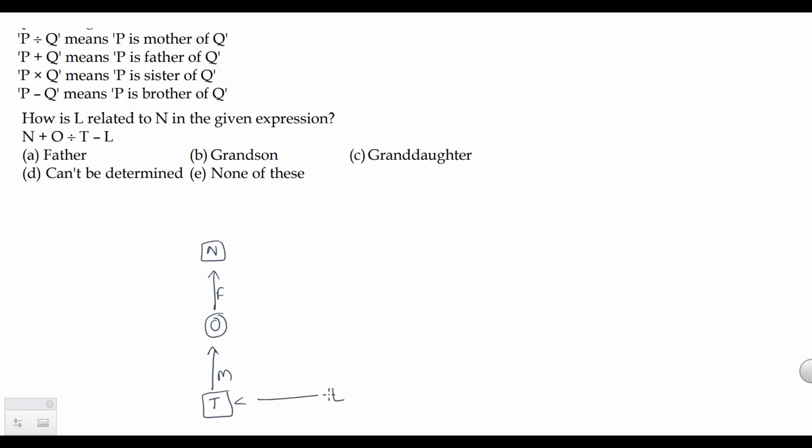Right. Now the question is, how is L related to N? So we can see two generation gaps, but here we cannot say L is male or female. So if L is male, then L will become grandson. If L is female, that will become granddaughter. So here the answer is cannot be determined. Means we cannot say whether exactly it is grandson or granddaughter.